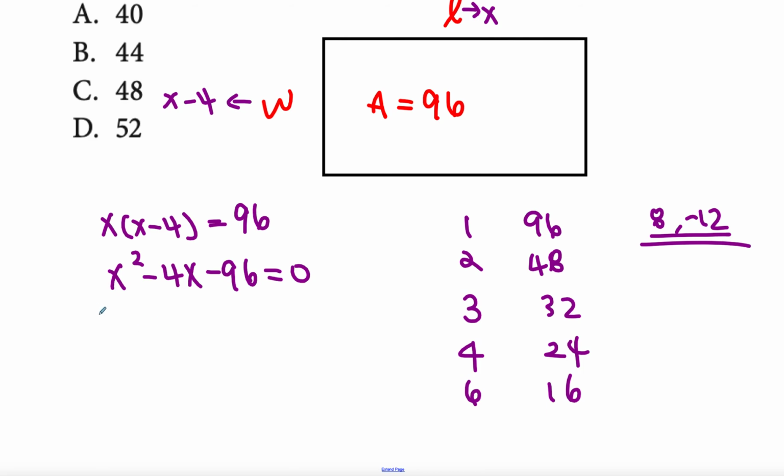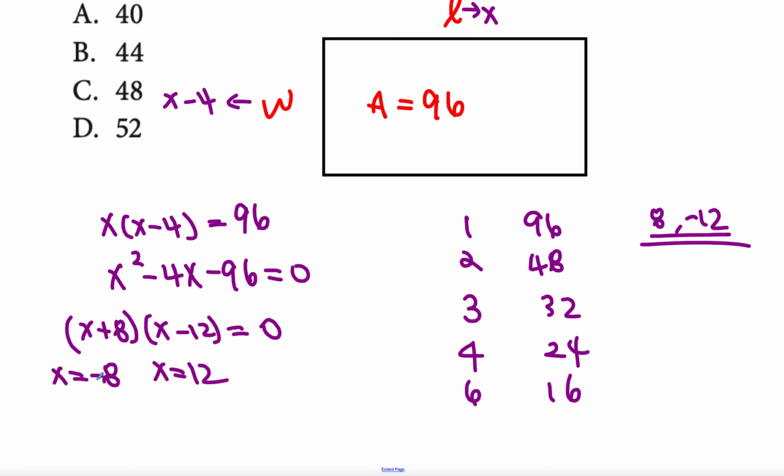So we have x plus 8, x minus 12. And what do we end up getting? Here this becomes equal to 0. X equals 12 and x equals negative 8. And you will realize that dimension cannot be negative. So this one is out. X has to be equal to 12. But that is not my answer yet.